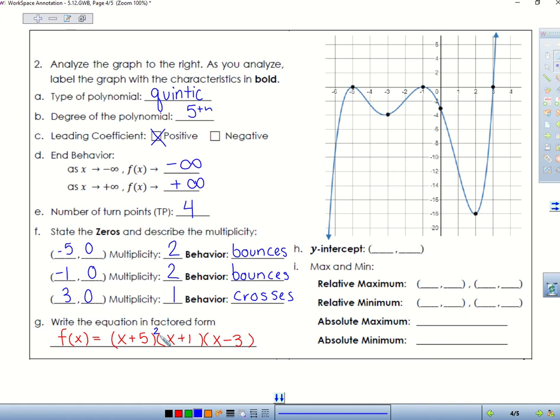Are any of these squared or to the third power? x plus 5 and x plus 1. Good, those two are squared. So the exponent on all of these are based on the multiplicity. You see that? So if this were like a cubic, it would have a third degree on it.